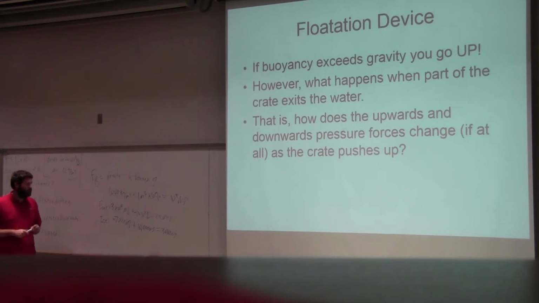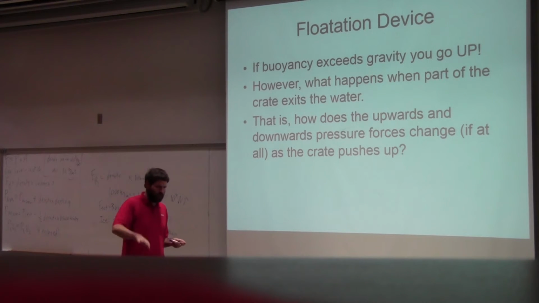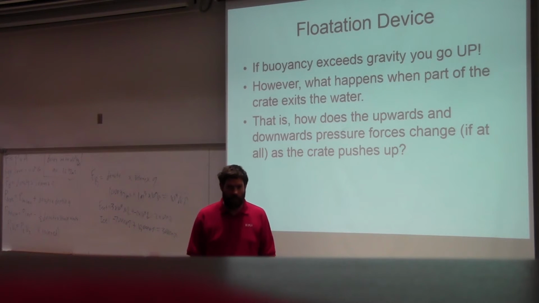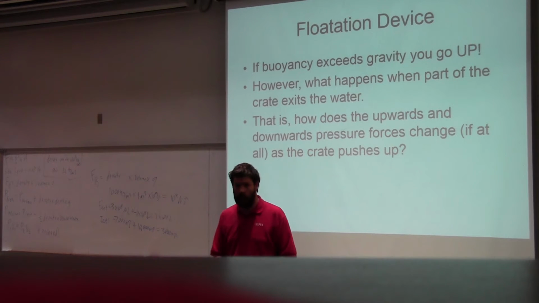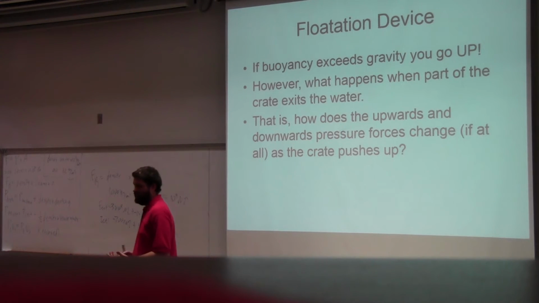Now let's examine a floating object. An object that's submerged is pretty straightforward. The volume of water displaced is equal to the volume of the object. The buoyancy force is equal to the weight of the fluid displaced, which is the density of the fluid, in this case water, times the volume, times g. But what happens if the object is floating?